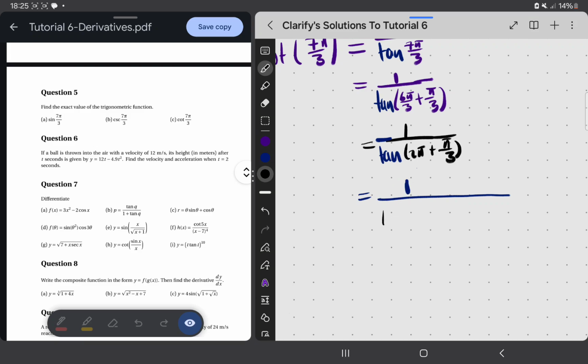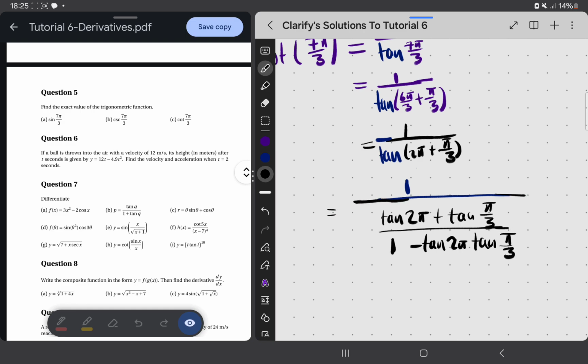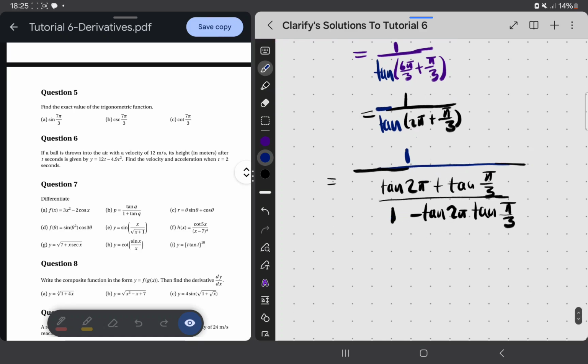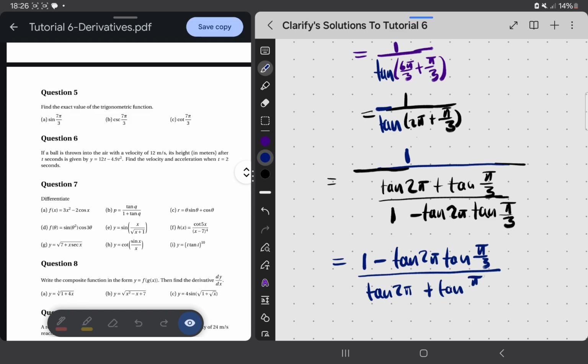What is tan of this? We expand. Remember, for tan you act like you're expanding. So it's tan 2 pi plus tan of pi over 3, and it's all over 1 minus tan 2 pi tan pi over 3. Okay, it's like this. Now, when it's 1 over a fraction, you just flip the fraction. So it becomes 1 minus tan 2 pi tan pi over 3 all over tan 2 pi plus tan pi over 3.